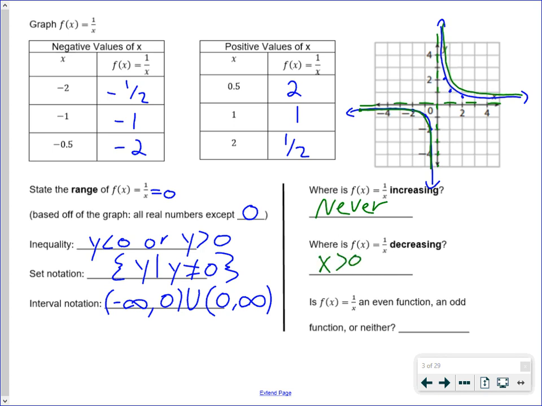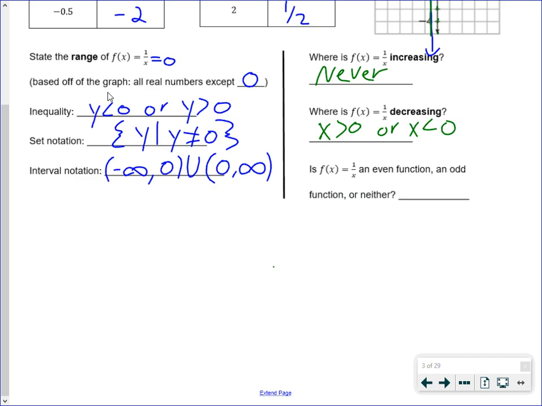So x is greater than 0, or x is less than 0. Nothing happens on the graph when x equals 0, because that's an asymptote, and we cannot put x into the function when x equals 0. So if it doesn't exist, it's not increasing or decreasing. So it's decreasing when x is greater than 0 or when x is less than 0.